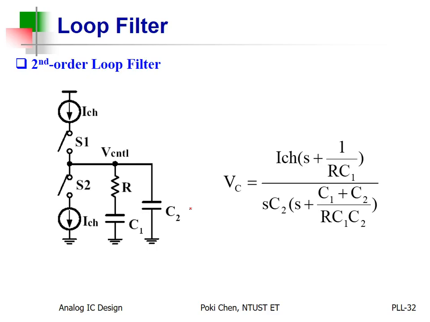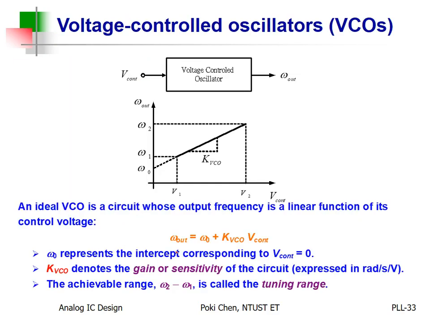And how about the loop filter? Usually we apply a second order or third order loop filter. Yeah, this is third order. Oh, no, this is second order, sorry. For third order. And how about the VCO?